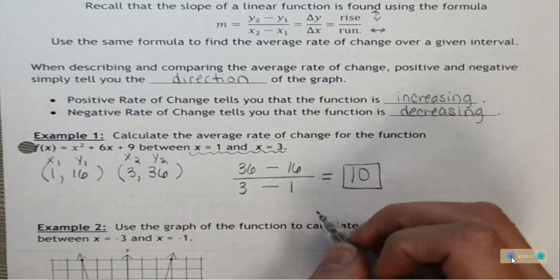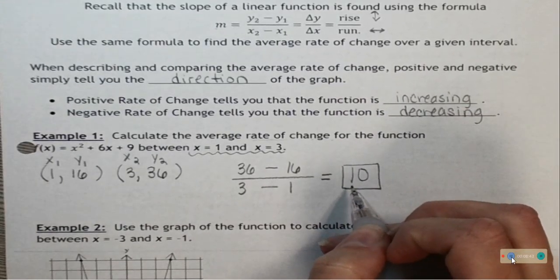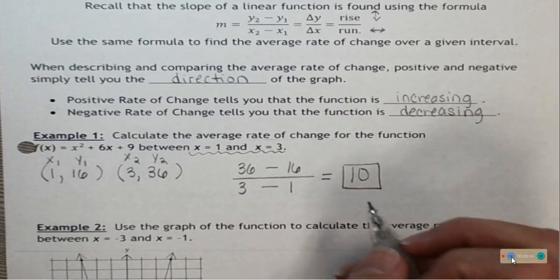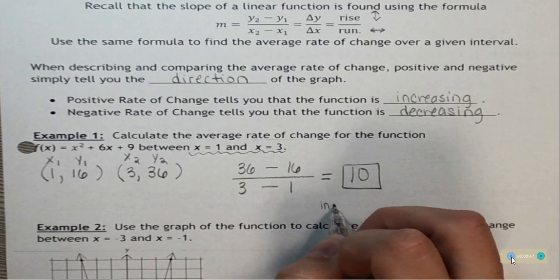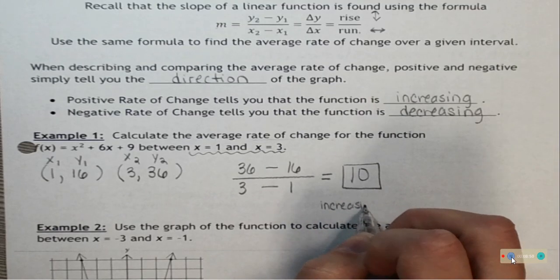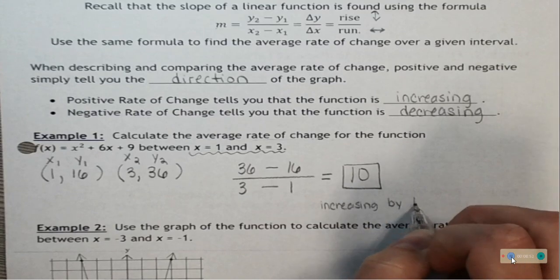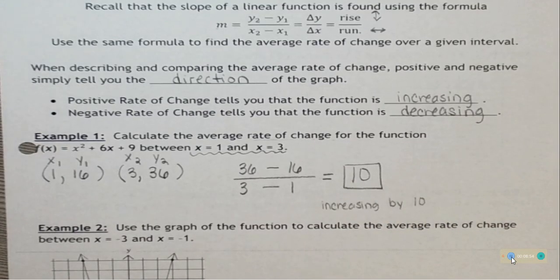Increasing. So I want you to write yourself a note. 10 is your answer. That's why I put a box around it. 10 means you are increasing by 10. Or you could say 10 over 1. You go up 10 for every 1 you go to the right.